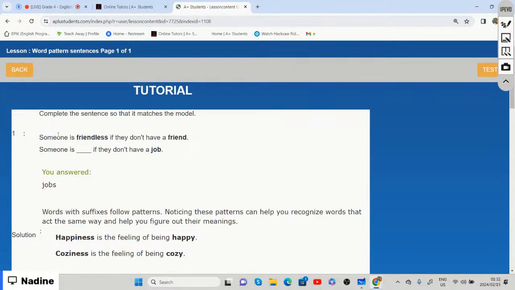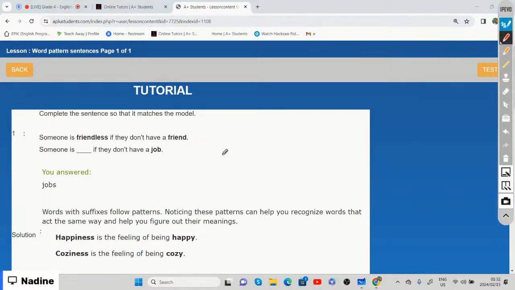It says, someone is friendless. If someone is friendless, then it means that they don't have a friend. So if someone is, then they don't have a job. So if someone doesn't have a job, then what do we call them? Then what do we say? They are what?